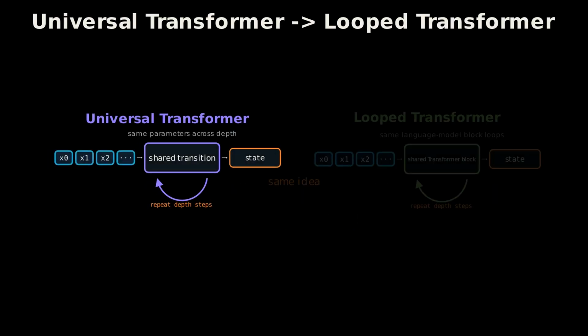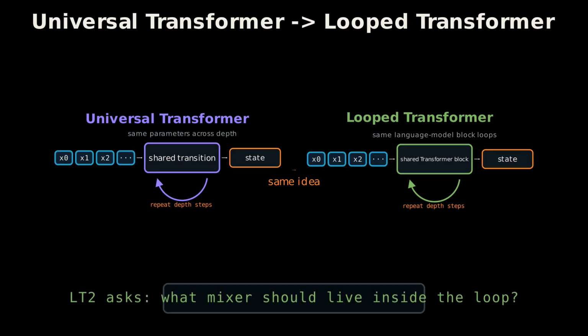First, the relation. A universal transformer reuses the same transition block across depth steps. So, a looped transformer is the language model version of that same recurrence idea? Exactly. It repeatedly applies a shared transformer block. LT2 asks what efficient token mixer should live inside that loop.